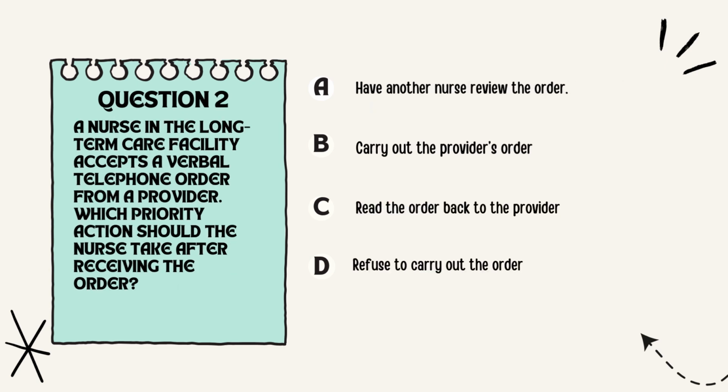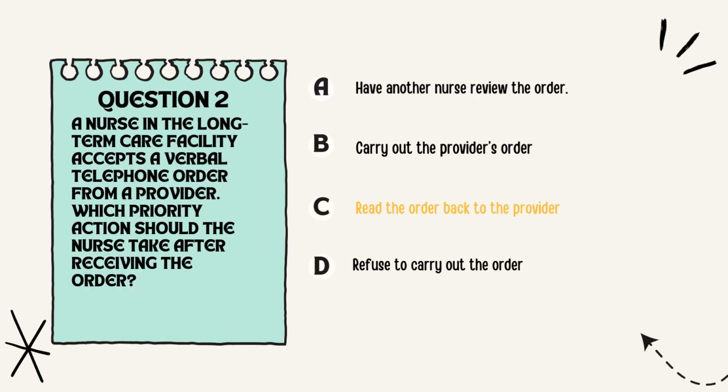Question 2. A nurse in the long-term care facility accepts a verbal telephone order from a provider. Which priority should the nurse take after receiving the order? Correct answer is C. It is important to remember, a verbal order is not legal unless it is read back.